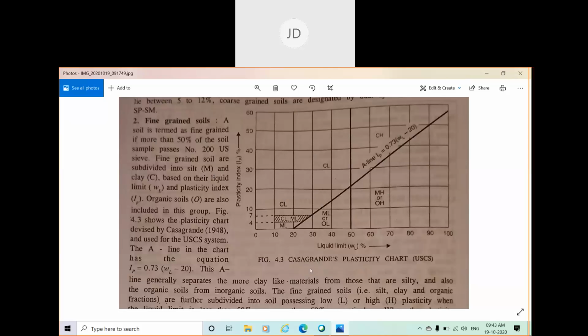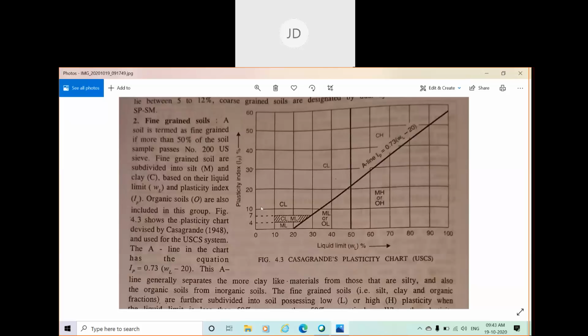Okay, and it is known as Casagrande's plasticity chart. Okay, and this is the chart. In the chart, you can see the variation of what? Plasticity index in the y direction, and in the x direction it is liquid limit.